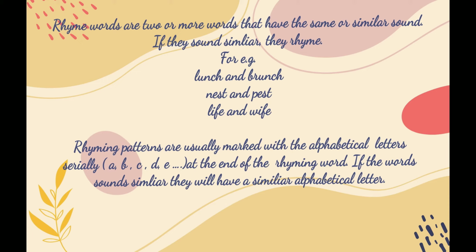Rhyme is the repetition of similar sounds at the end of a particular word. Rhyming patterns are usually marked with alphabetical letters serially, that is, A, B, C, D, E, and so forth, at the end of the rhyming word. If the words sound similar, they will have a similar alphabetical letter. A rhyme scheme is the pattern of sounds that repeat itself mainly at the end of the lines of a particular stanza. Rhyme schemes can change line by line, stanza by stanza, or can continue throughout a poem.